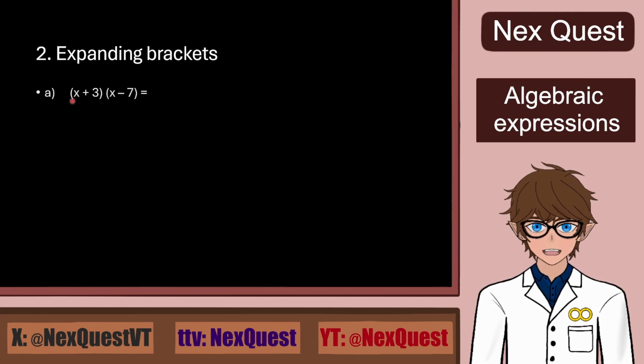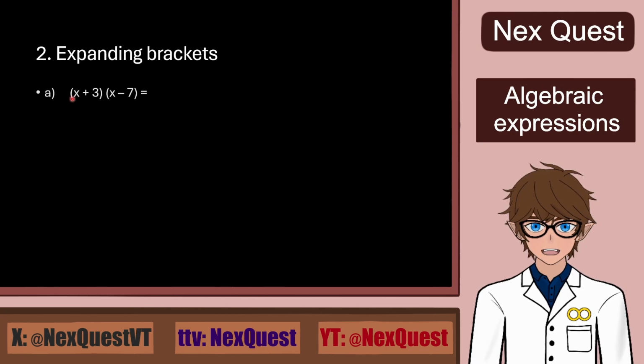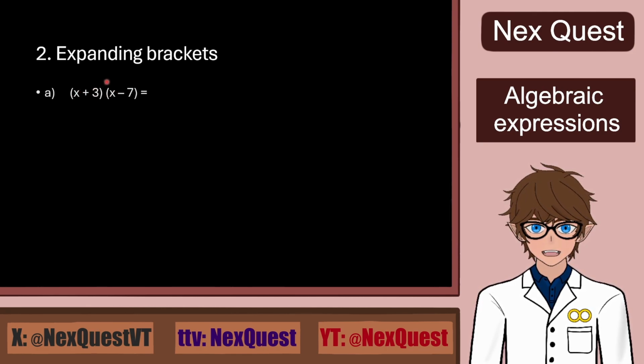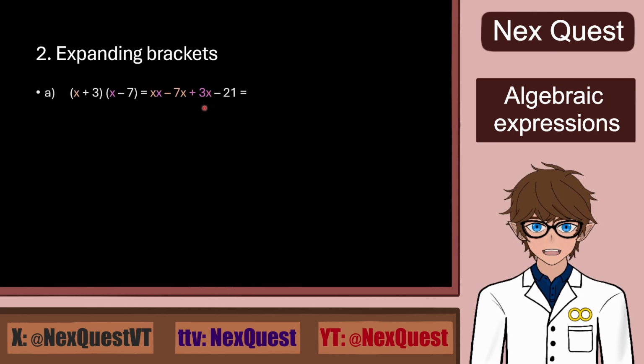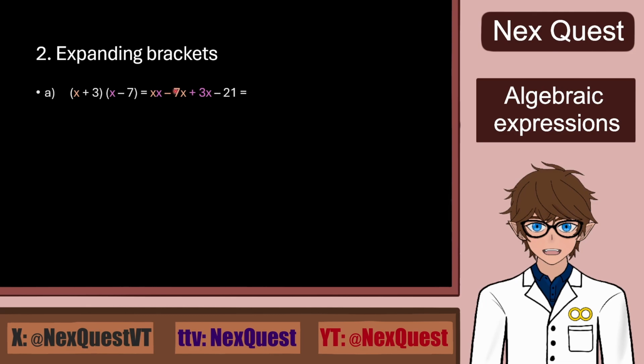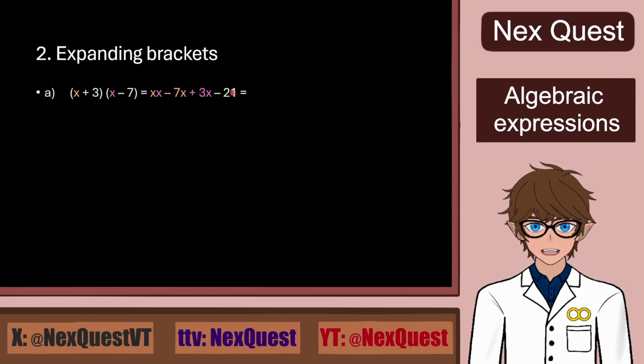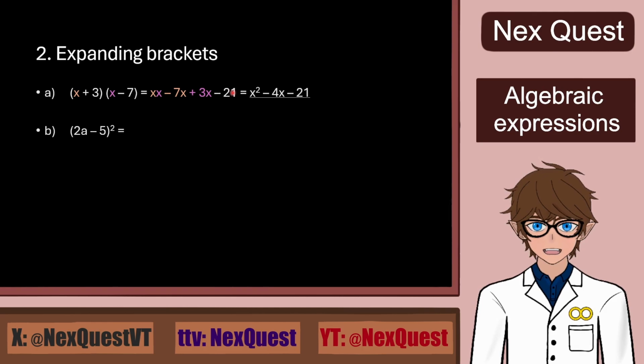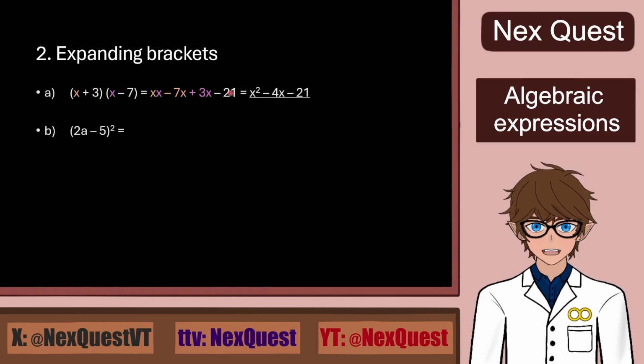Now, expanding the brackets, we use the same approach as we did before. Multiply the x with negative 7, 3 with x, and 3 with negative 7. We color code how we multiply them. We get it like so. Make these two into a square, add these two together into one term, and copy over 21, minus 21 of course. And we get x squared minus 4x minus 21.